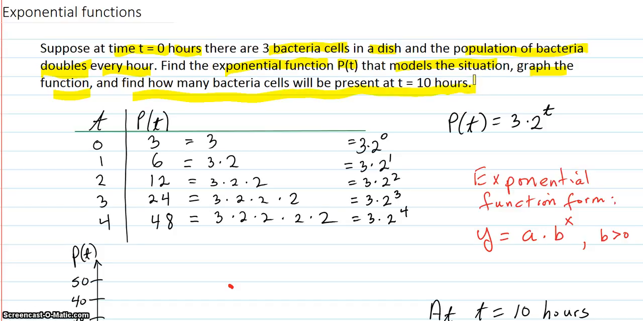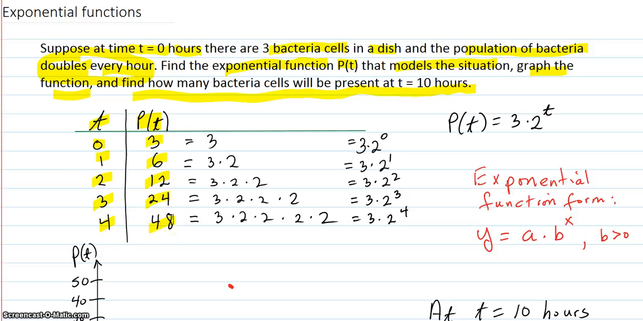So we're going to make a little chart here to explain what's going on. Here's the time in hours, here's the population of bacteria. At 0 hours, it said there was 3. At 1 hour, there was double that. So it doubles every hour right there. It could triple, it could quadruple, but this one's doubling. So 3 doubles to 6. After 2 hours, it becomes 12. 3 hours doubles that to 24. 4 hours doubles that to 48.